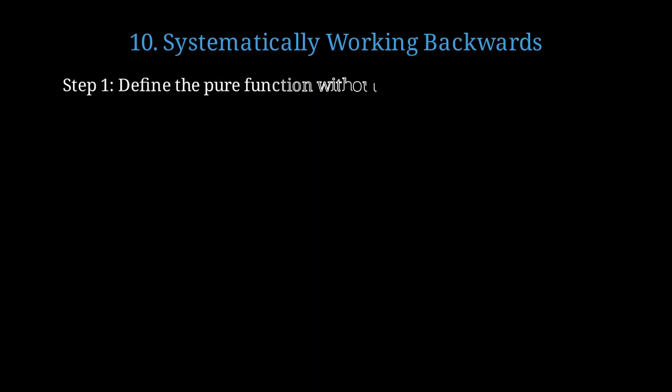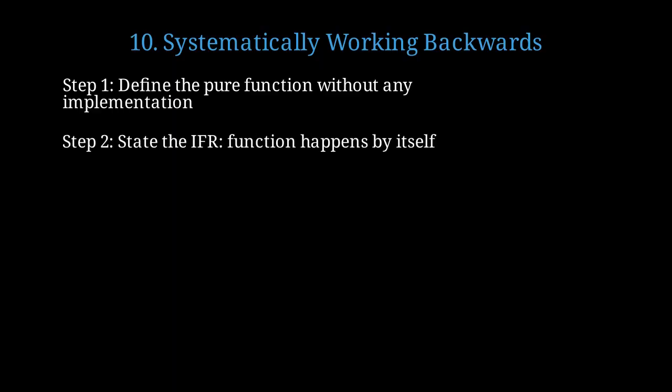Now we address the practical methodology. How do we systematically work backwards from the ideal to achievable solutions? Step 1. Define the pure function you want, completely divorced from any implementation details or current technology. Step 2. State the ideal final result.